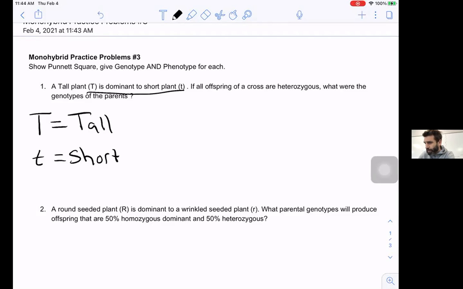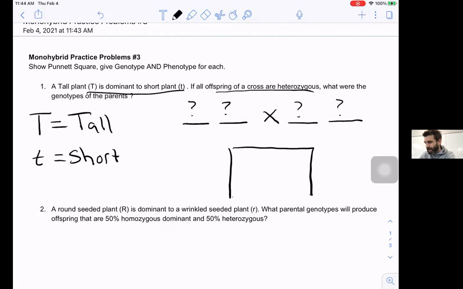If all offspring of a cross are heterozygous, what were the genotypes of the parents? So here, let's pretend these are letters. We crossed 2 unknowns, right? We have no idea what these parents are, but we do know that in our Punnett square, all of the offspring were heterozygous. So you might think, oh gosh, how would I do this?